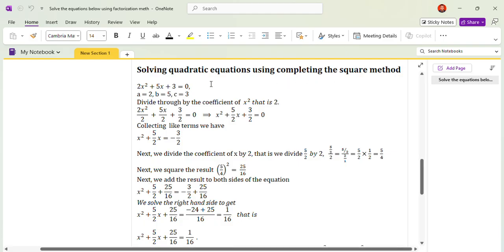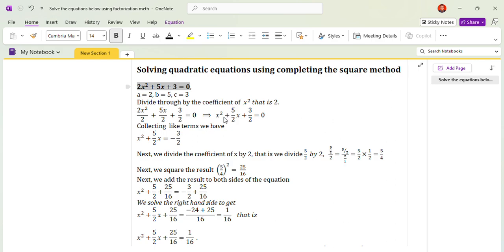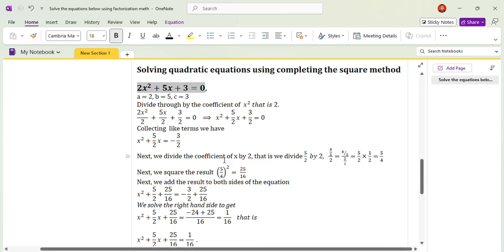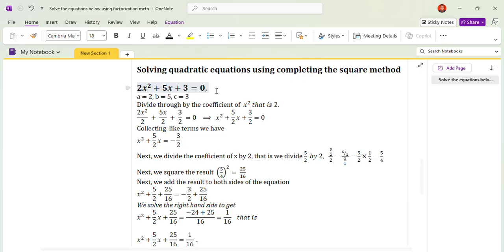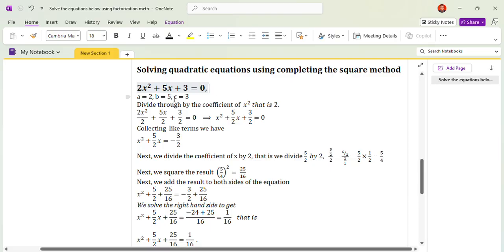Okay, now, the equation which I'll be solving now is the same equation from the previous video. Let me increase the font size. So the equation is 2x squared plus 5x plus 3 equals 0. Since we have already solved this in the previous video, we know that it is in the form of ax squared plus bx plus c equals 0, with a equal to 2, b equal to 5, and c equal to 3.